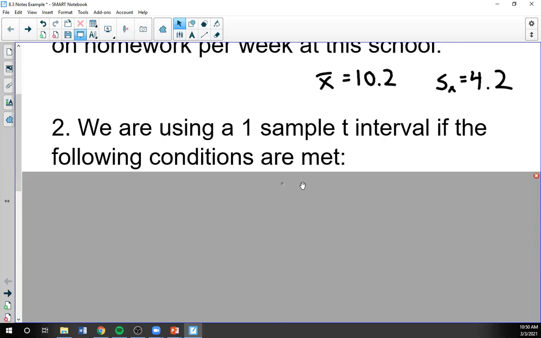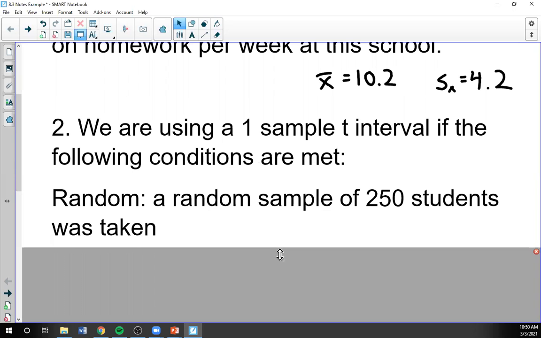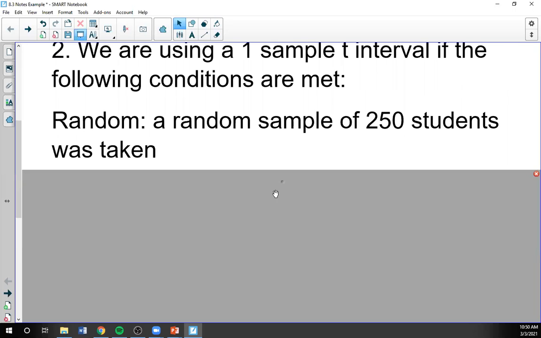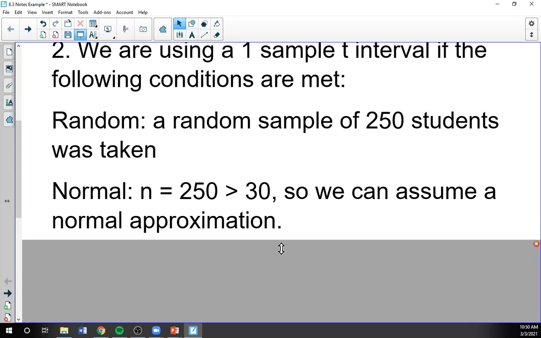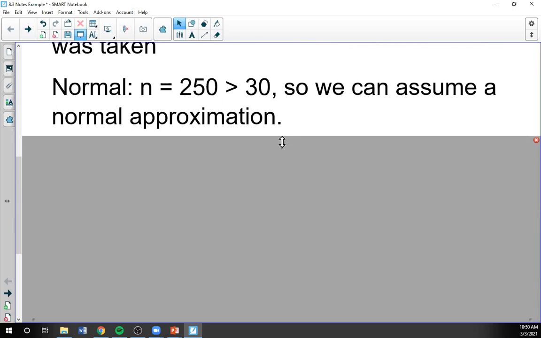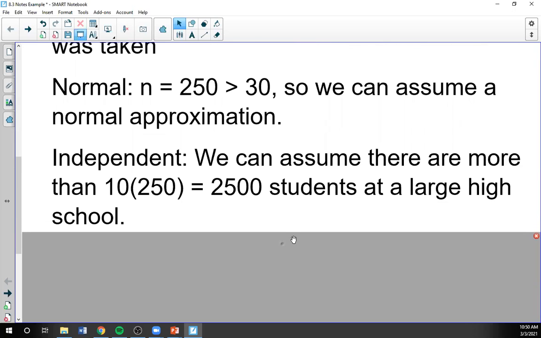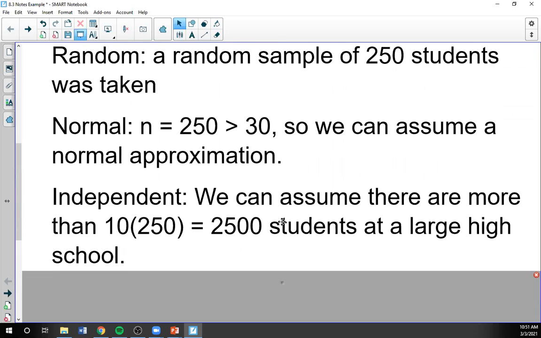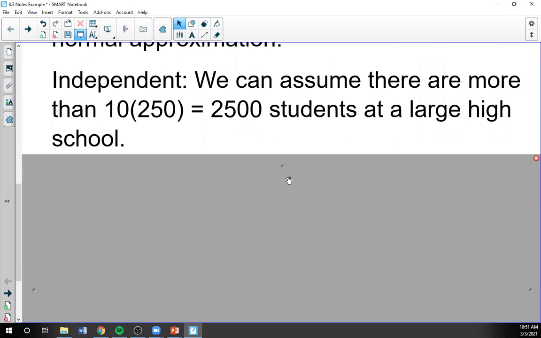Here come the conditions. Random, it says I took a random sample of 250 students. Normal, n is greater than 30, so we don't have to check any graphs, n is at least 30. Independent, in a large high school, we could say there are at least 2,500 kids. That's an appropriate size number for a large high school. So there's your conditions. Step 3.